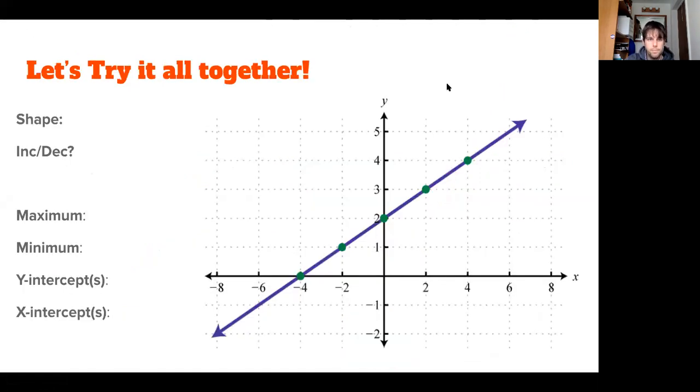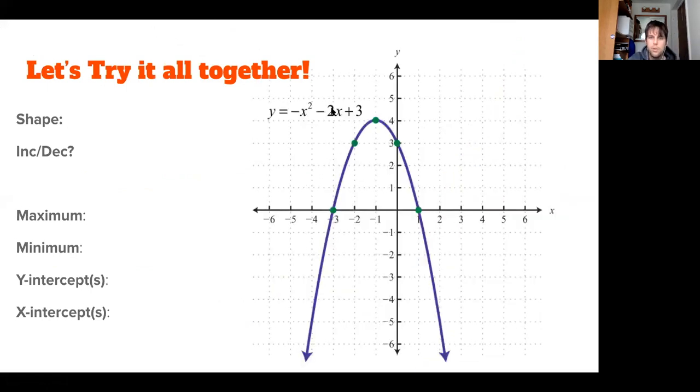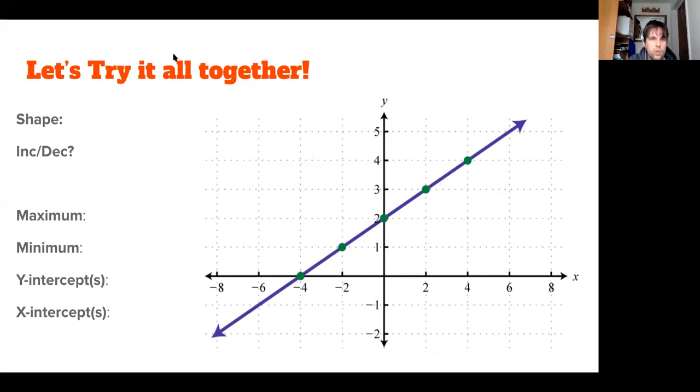All right. So here we go. Now we're really going to throw it all together. We're going to try to do all aspects of this whole describing process. So here's our first one. Feel free to pause it and see if you can come up with these answers. First of all, what is our shape? So remember, we have lines, parabolas, absolute value, square root. This is just a line, straight line.